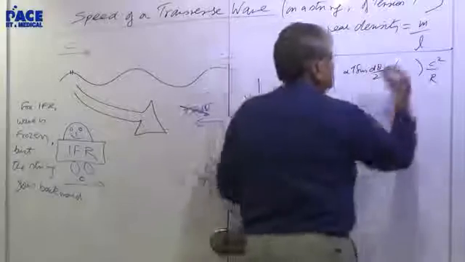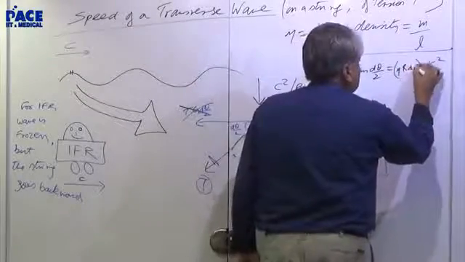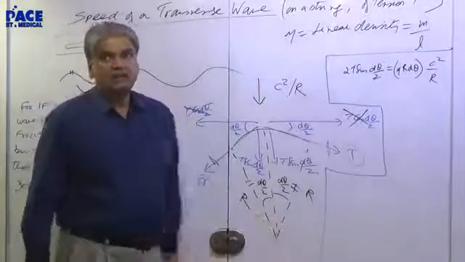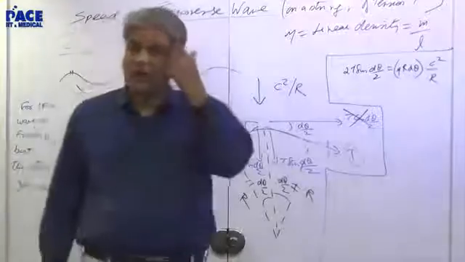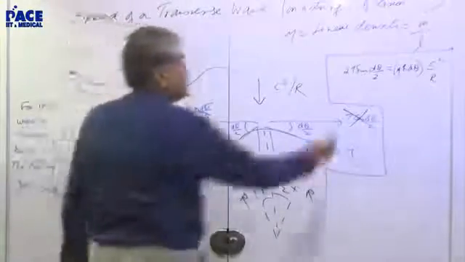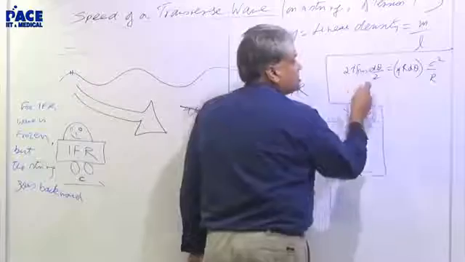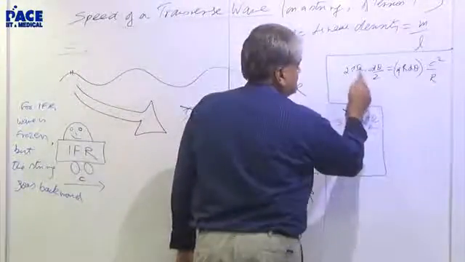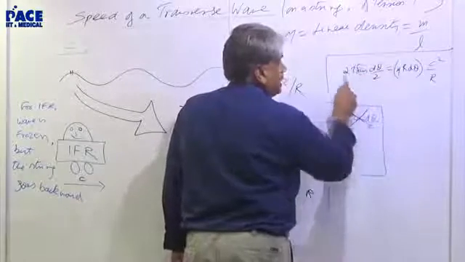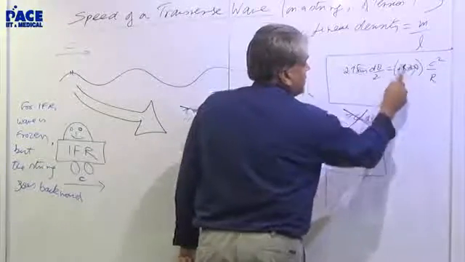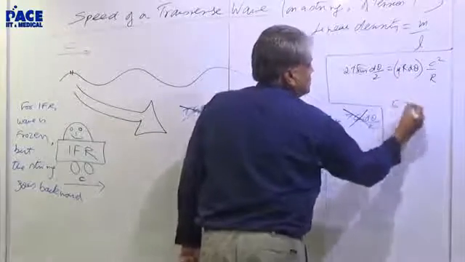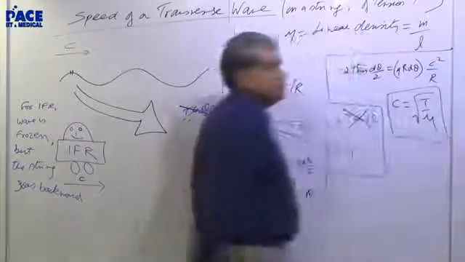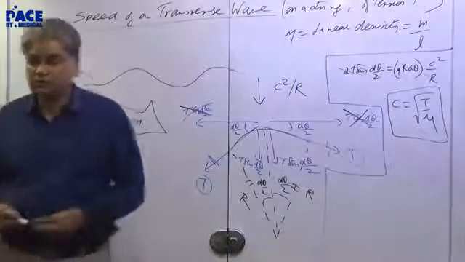What is the mass? Mu r d theta. R d theta is the arc length. R is the instantaneous radius of curvature. Don't worry about what R is, R will get eliminated. Look, R is cancelling off. So what is sine of a small angle? Sine theta equals theta. So sine d theta by 2 will be just d theta by 2. And 2 gone, d theta gone, R gone. What is C? C equals root T by mu. That's the result. This is the speed of a transverse wave in a string.